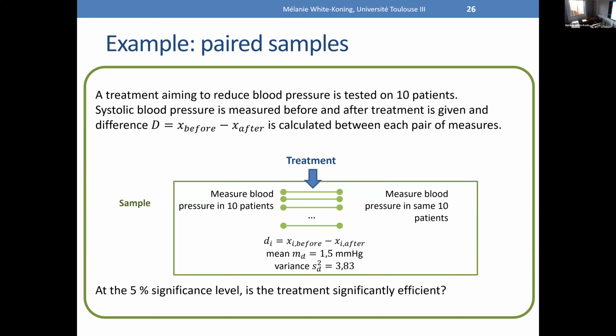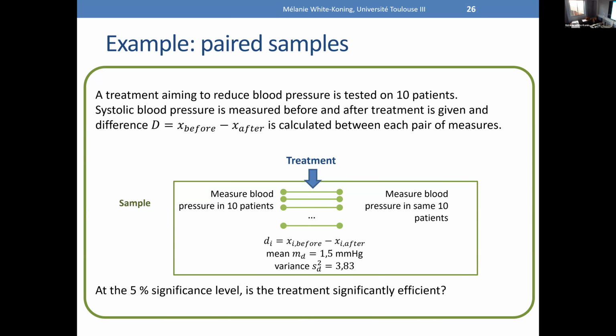So read carefully what the question is. Is the treatment significant? So what is the null and the alternative hypothesis? So we can say like H0 is the treatment, the blood pressure before is equal to the blood pressure after. Yeah, that's very good. That's the null hypothesis, yes. And H1 is the blood pressure is higher before the treatment than after. Good. Does everyone agree with that?